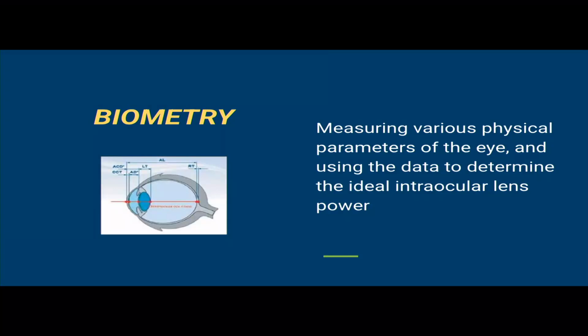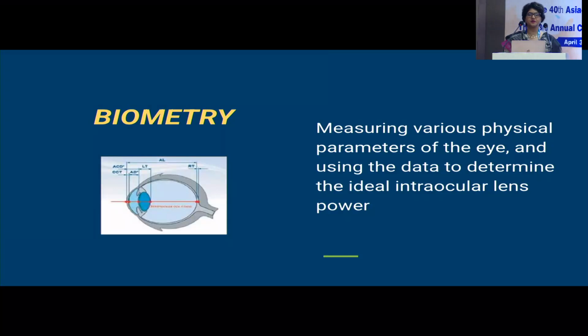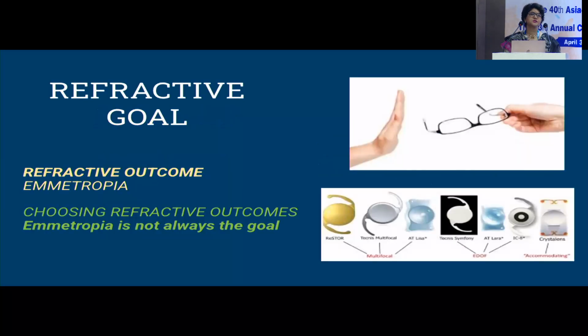So I'm just covering the basics of biometry, particularly the tips and the traps that we can take advantage of. In this era where cataract surgery means a refractive outcome for the patient, it is very important for a cataract surgeon to be well versed with the nuances of biometry and to use that data to determine the ideal intraocular lens power. So first and foremost, we need to identify what is the goal.